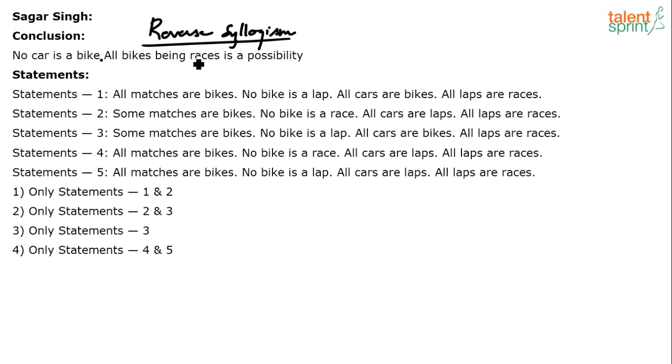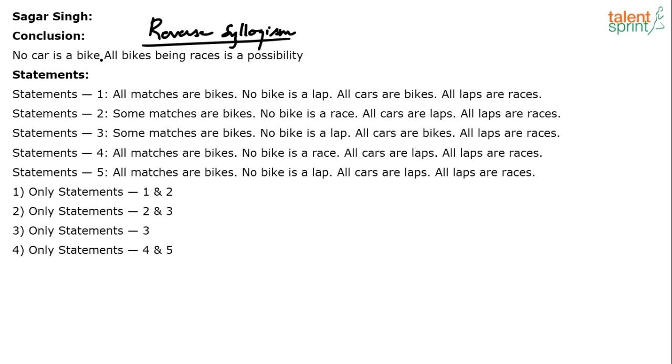Now, no point in drawing the diagram for the conclusions, right? You never draw a diagram for conclusion. You always draw a diagram for the statements. So look at the conclusions. He says no car is a bike. All bikes being races is a possibility. He's talking about two conclusions where he says no car is a bike and all bikes can be races. So let's check the statements.